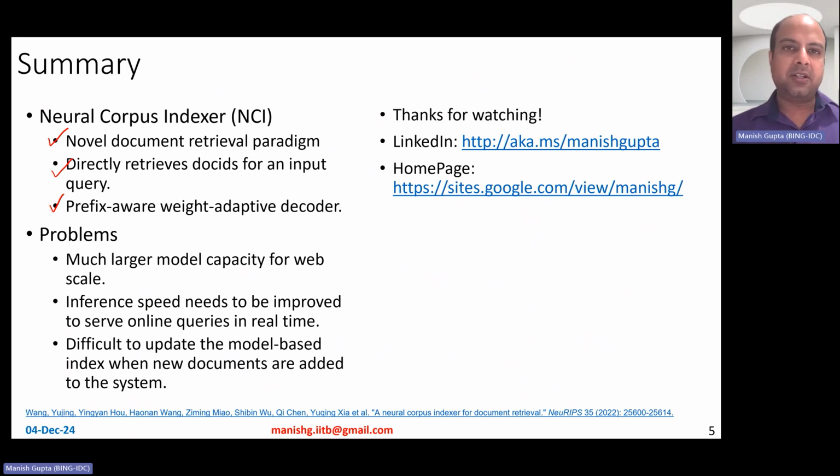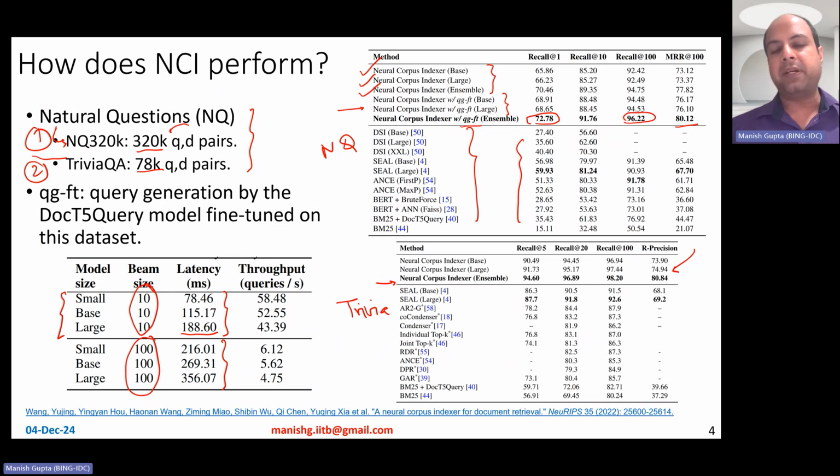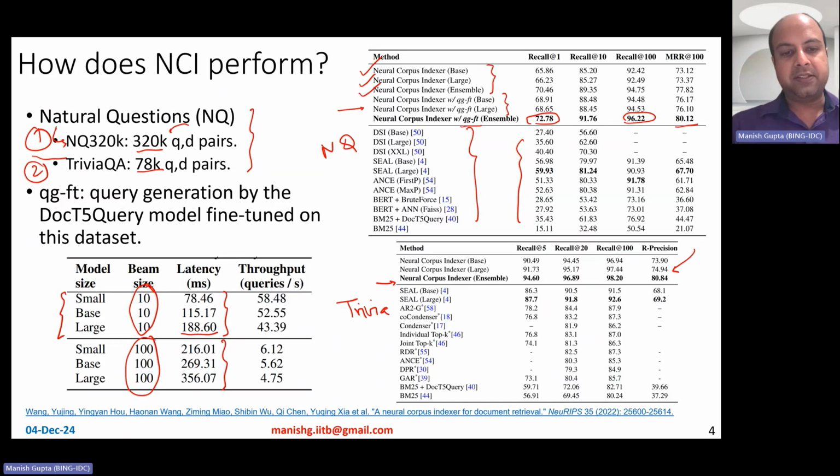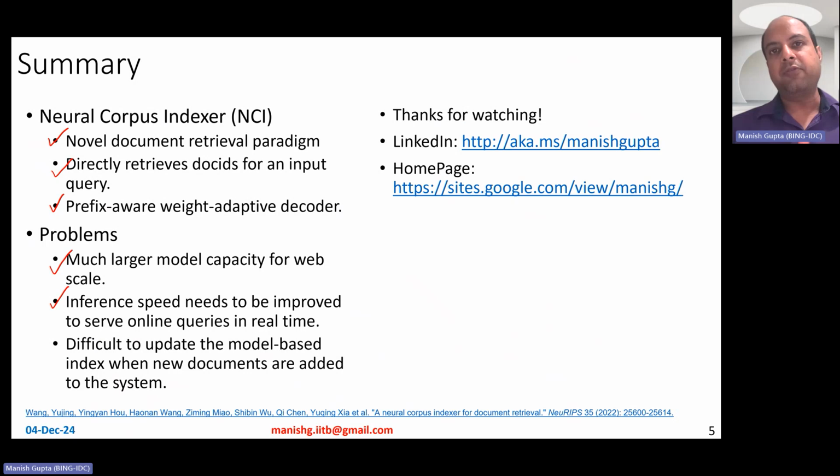Now, this model does not come without disadvantages. There are problems with the model. So, for example, they experimented with small data sets which just contained 320,000 query document pairs and 78,000 query document pairs. If you really want to work with indexes which are hundreds of billions in size, you would need a much larger capacity model. Second, inference speed needs to be improved to serve online queries in real time. The speed is clearly not enough. 356 milliseconds is clearly not enough, especially for such a small query document corpus, right?